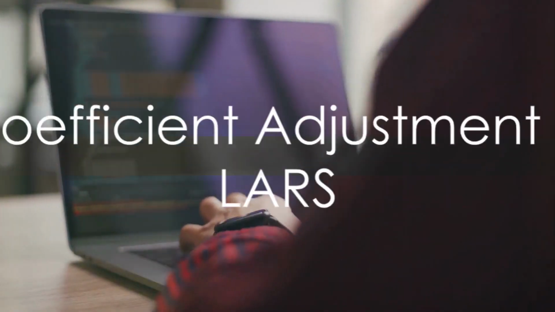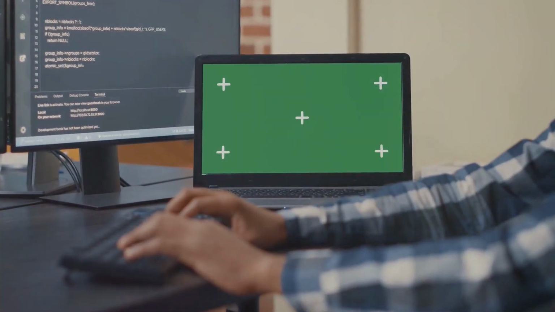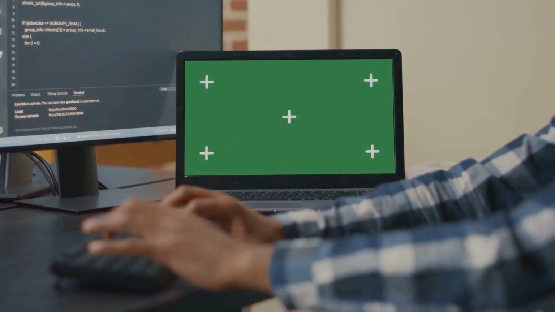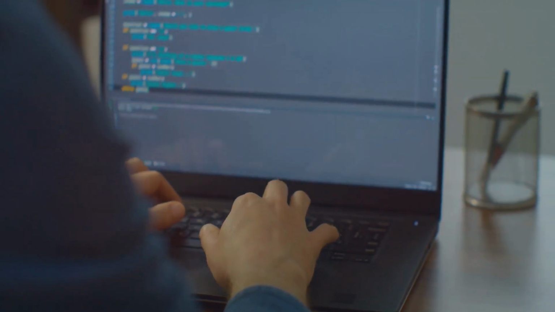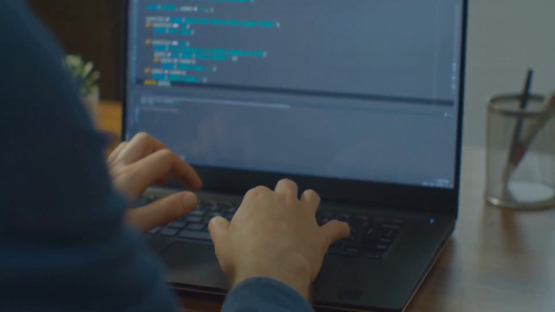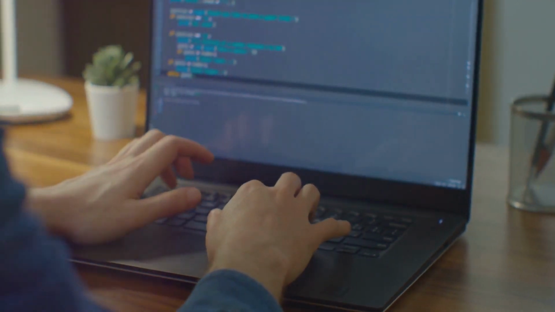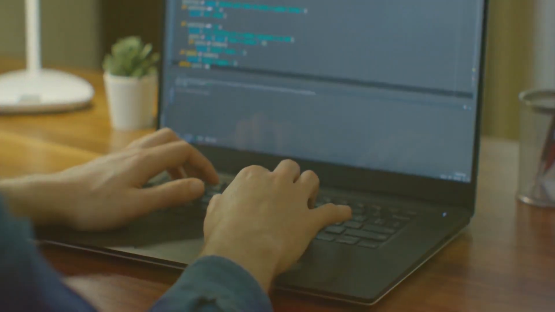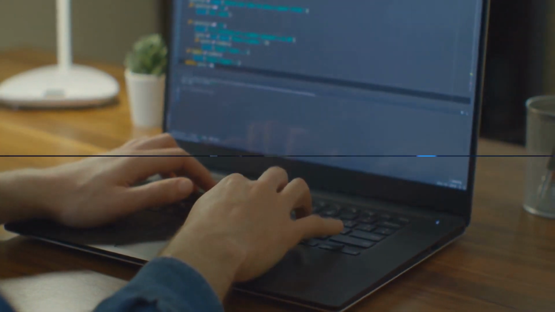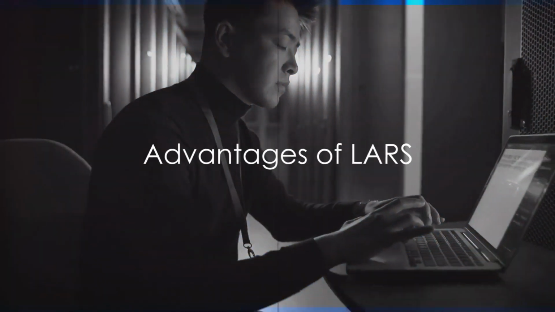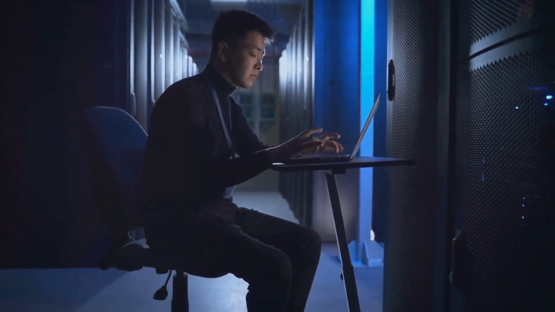At each step, LARS adjusts the coefficients of the predictors. It starts with zero coefficients and increases the coefficient of the predictor most correlated with the response. As it takes equiangular steps, it adjusts the coefficients of the predictors involved in the step. This continues until all predictors are included in the model. This iterative step-by-step movement is what distinguishes LARS from other regression methods.